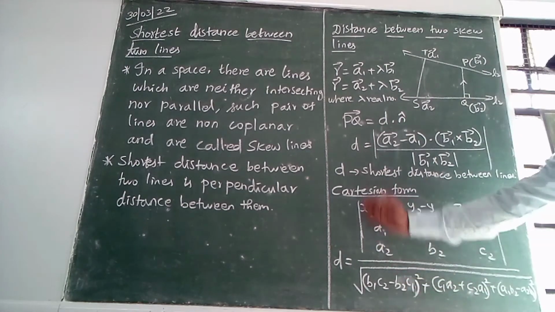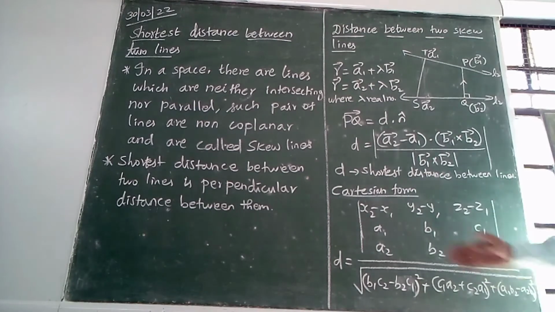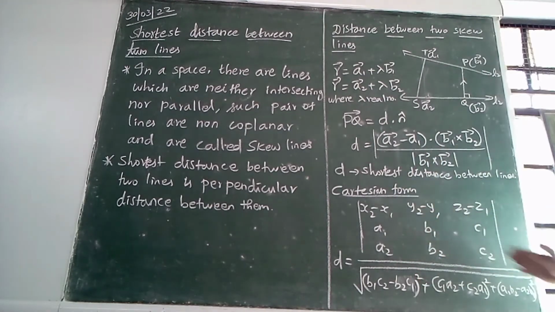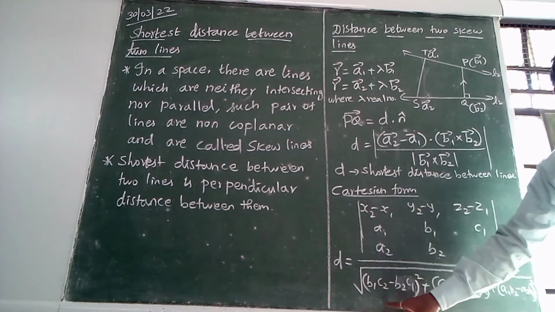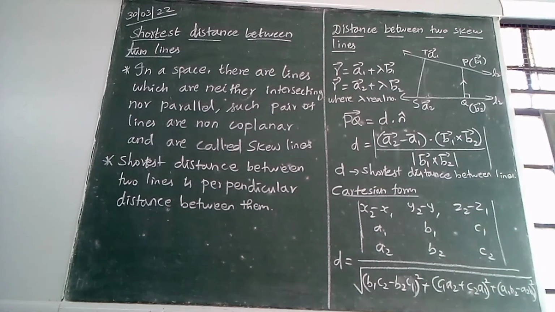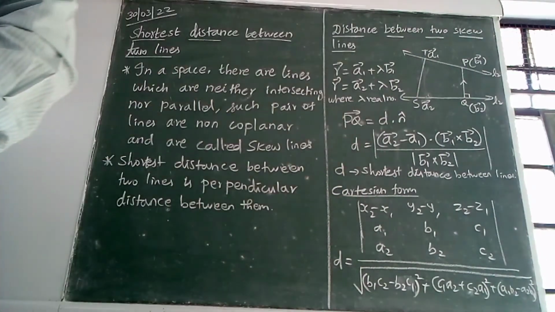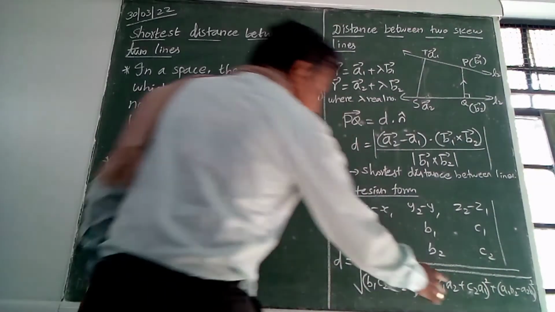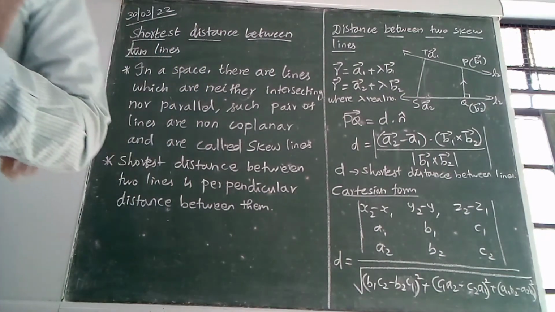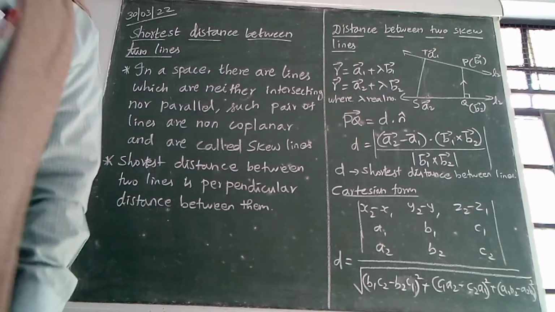Cartesian form will have the numerator as a modulus. You have to use the matrix of x2 minus x1, y2 minus y1, z2 minus z1, a1, b1, c1, a2, b2, c2. Whole divided by the square root of (b1 c2 minus b2 c1) whole square plus (c1 a2 minus c2 a1) whole square plus (a1 b2 minus a2 b1) whole square. All minus, is it? Not plus. Okay. This is the Cartesian form. Now let's see the distance between parallel lines.